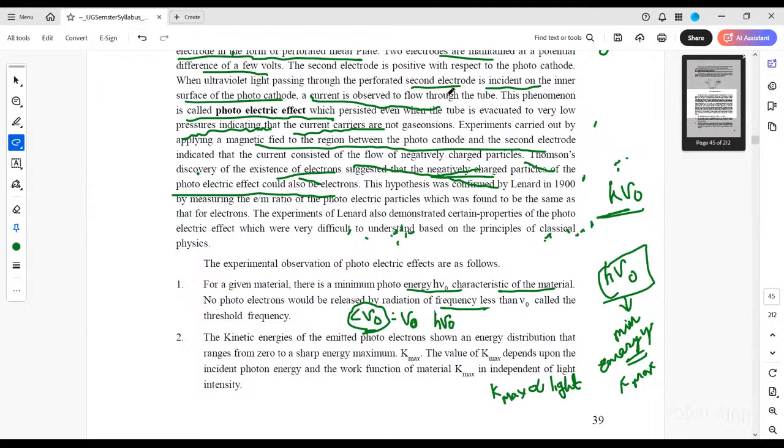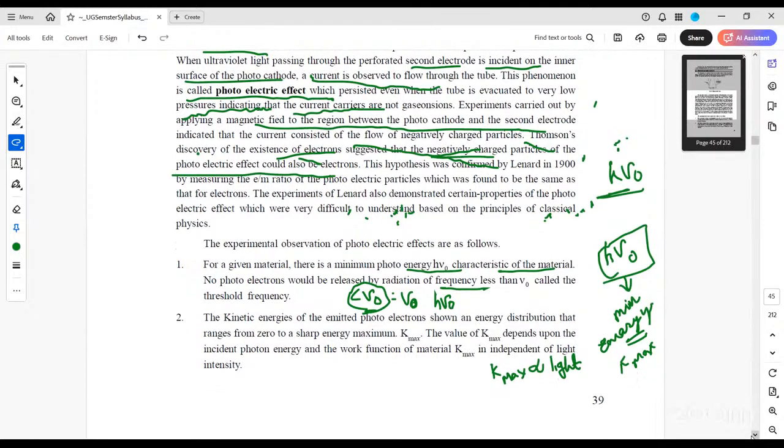From this chapter, the important questions we can expect are one on the photoelectric effect and another on the Compton effect. We can expect questions. Some minimum energy we are taking.